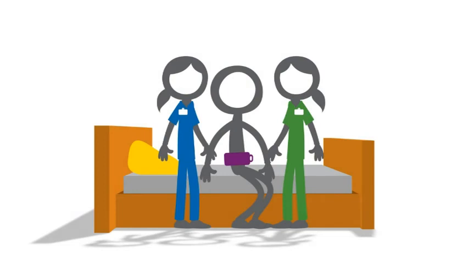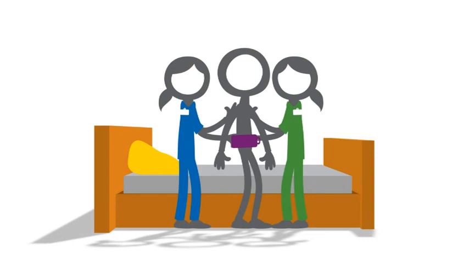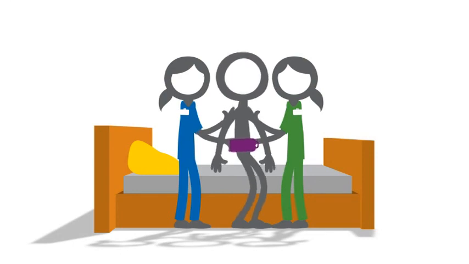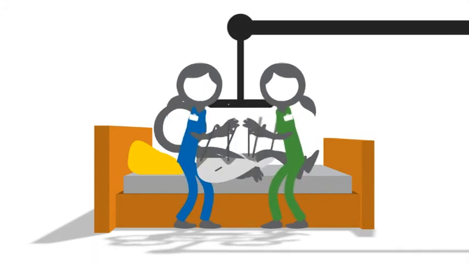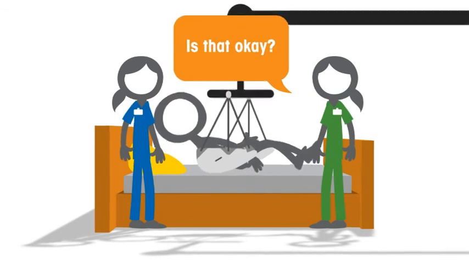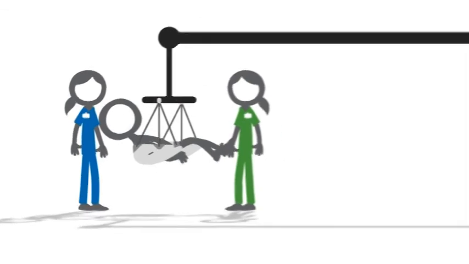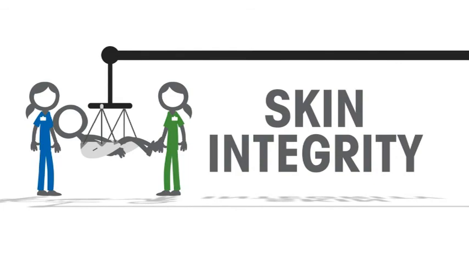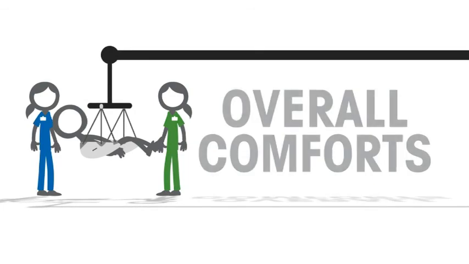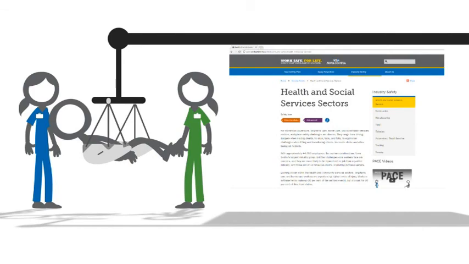At certain times, the assistance of a fellow healthcare worker may be enough to help the client complete the task. In some cases, however, mechanical lifts and slings may be required. If you require the use of a mechanical lift, you'll need 2 people to operate it, and you'll also need to choose the appropriate sling. Sling choice should take into consideration the task required, the client's skin integrity, and overall comfort. You should consult PACE's sling resources to help ensure you are making the right choice. These are located in the healthcare section of the Work Safe for Life website.